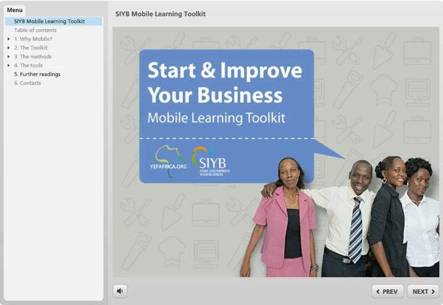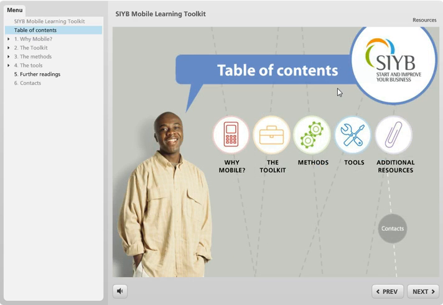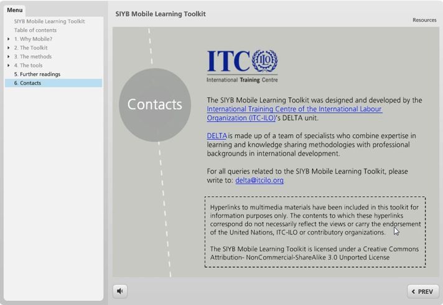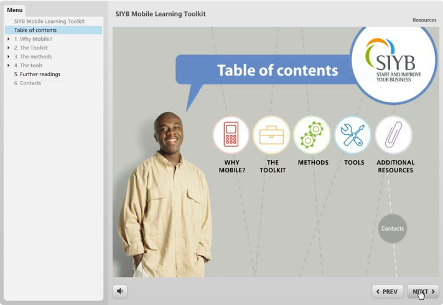First of all, you can see that on the left screen you can see a sidebar menu. Use this menu to navigate through the toolkit. Click, for example, on Table of Contents to better visualize the main components of the toolkit. You can see that there are 5 main sections: Why Mobile, the toolkit, methods, tools, additional resources. To get in touch with us, click on Contacts. Here you will find all the necessary information and email to get in touch with us. Click on Previous button to go back to the Table of Contents. Let's now have a look at each of these sections more in details.